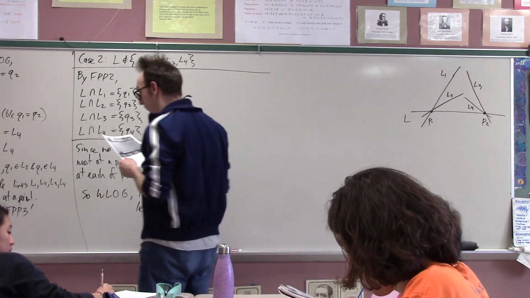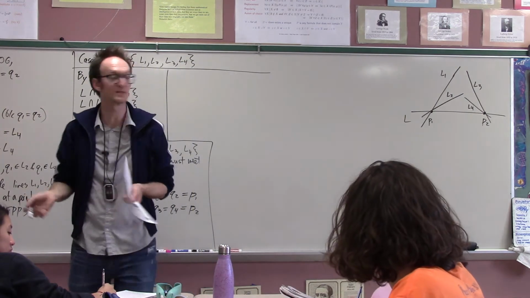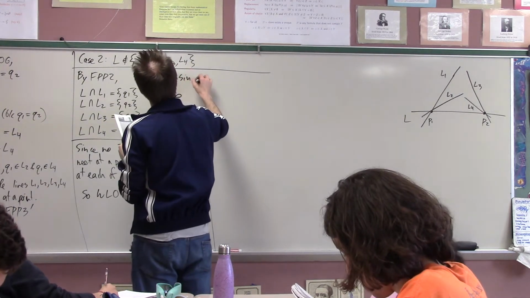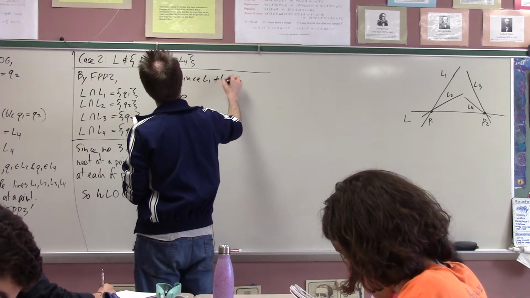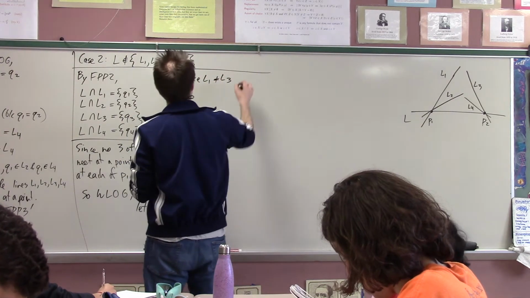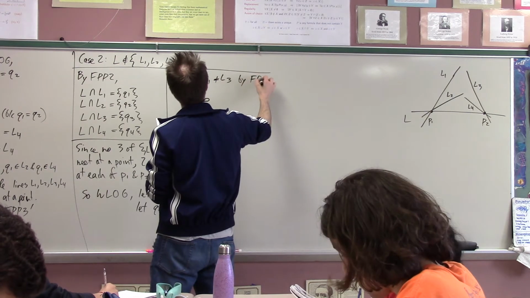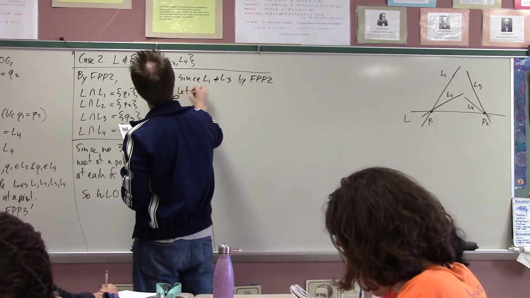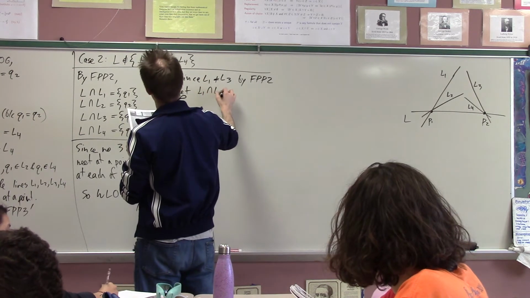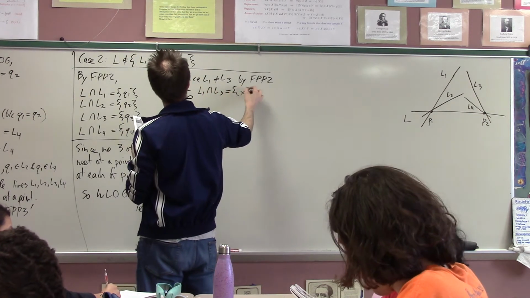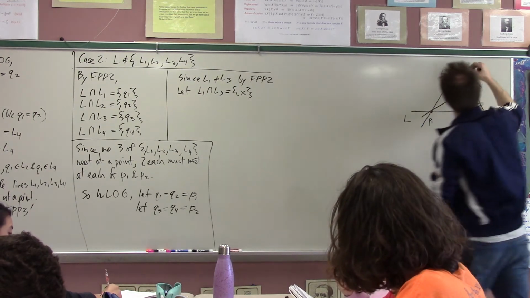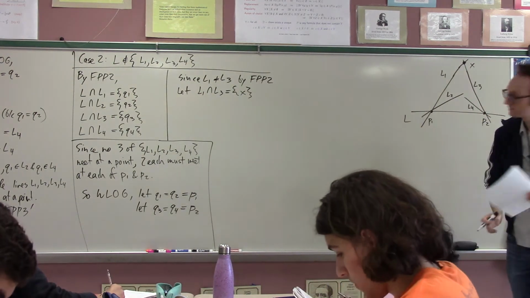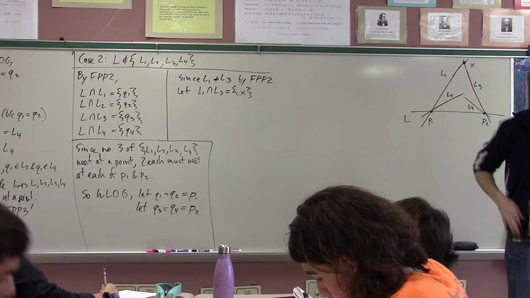Okay, L1 and L3 must meet somewhere. They look like they're about to, right? So since L1 is not L3, previously proven last class, by F, the core 4 are all distinct, then by FPP2, let's call the intersection of L1 and L3, let's call it X. So we choose to call this point over here X, the intersection of L1 and L3. Who's good?